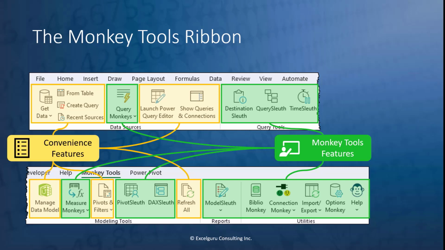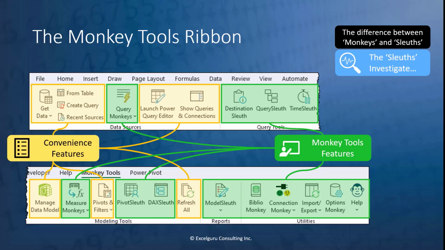In addition, within these groups, you'll notice the terms monkeys and sleuths. Now, what is the difference between monkeys and sleuths? Well, sleuths are detectives. They investigate things that are going on inside your workbook, where monkeys actually go and take action and do things inside your workbook. So the sleuths will tell you about what's going on. The monkeys will actually make things happen.